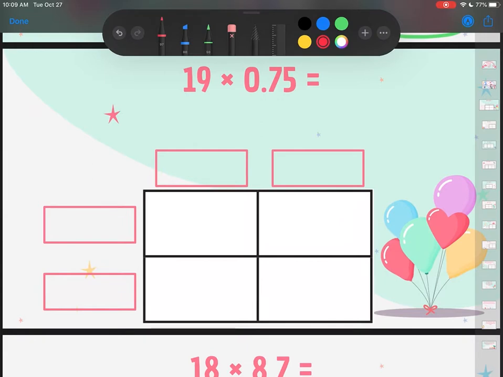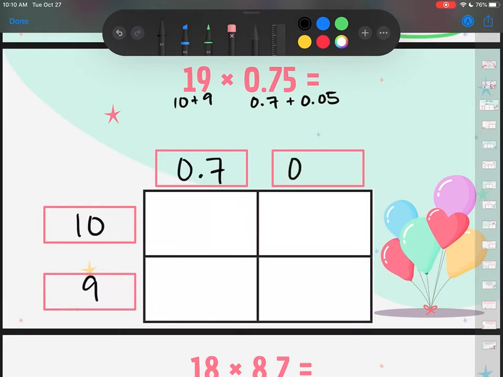Let's look at another example. Now let's say I've got 19 times 7/500. So remember, we are using place values and we're breaking up our numbers based on those place values. So 19 would be 10 plus 9, right? 7/500 would be 7/10 plus 500. So those numbers are what I'm going to put in my box. So I've got 10 and 9, and then 7/10 and 500.